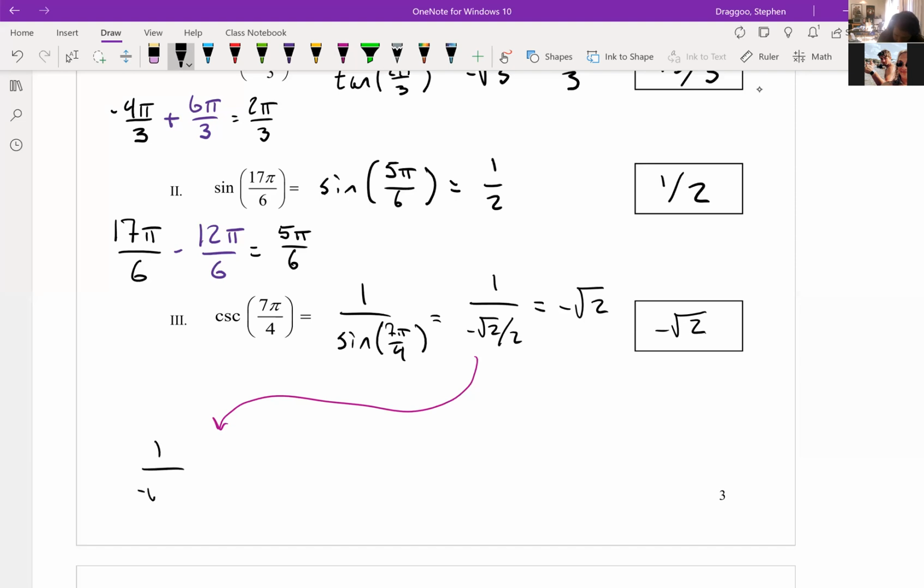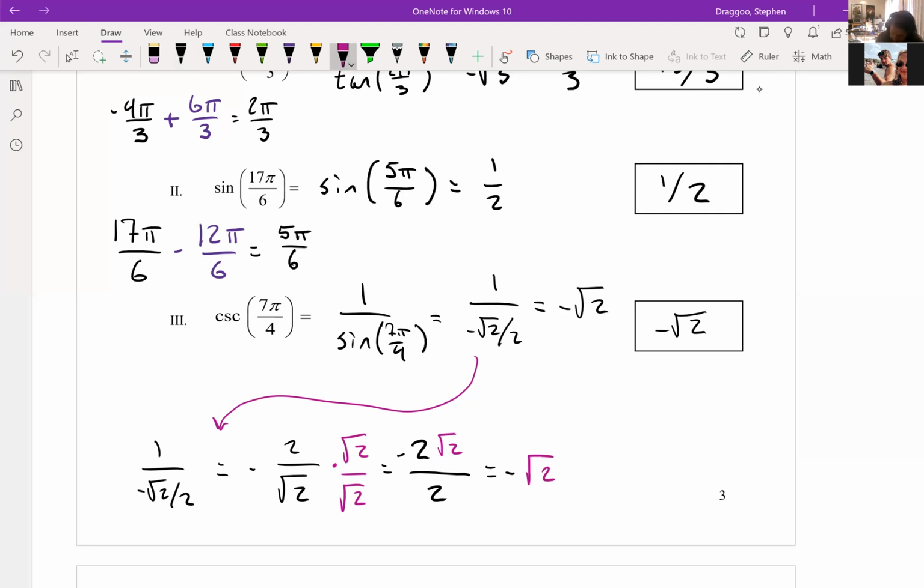So 1 over negative root 2 over 2. We'll start by taking a reciprocal, which makes this 2 over root 2. I'd like to rationalize the denominator, so I'm going to multiply top and bottom by the square root of 2. Doing so gives me 2 root 2 over square root of 2 times the square root of 2, which comes out to just 2. Don't forget your negative sign. And at this stage, 2 over 2 reduces to give us just negative square root 2.